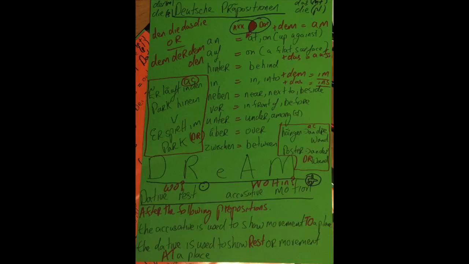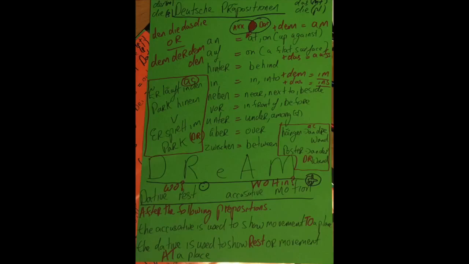So D or EAM, if you look at the bottom of the poster, D or is for dative rest, E is just there to make up a word in the English language, AM is for accusative motion. So I would call them dream verbs. I used to call them dram verbs, but putting in the E, dream verbs, just makes it easier to remember.